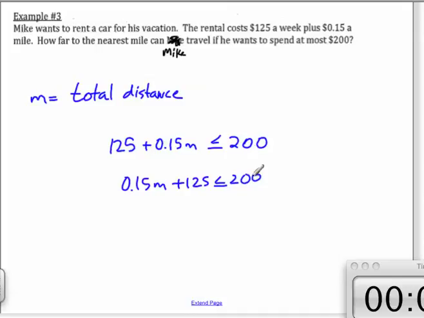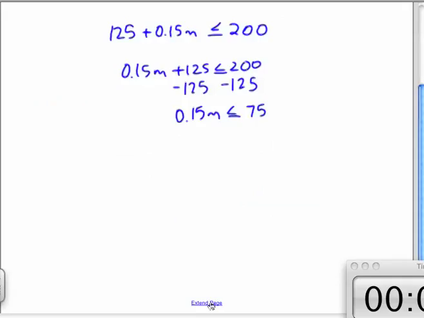Okay. What do I do from here, Edward? You subtract 125 from both sides. Got it. So that's going to be 0.15m is less than or equal to 75. Okay. Now, guys, you don't have a calculator with you today. But I do know this. I can multiply both sides by 100 since you don't have your calculator with you. So that's going to give me 15m is less than or equal to 7,500. Did I need to flip the inequality there? I multiplied, not by a negative, though.